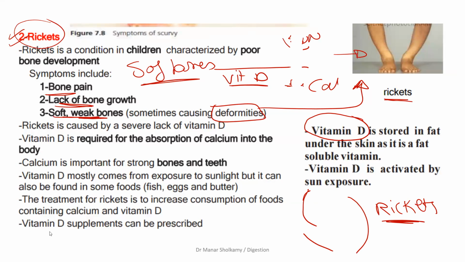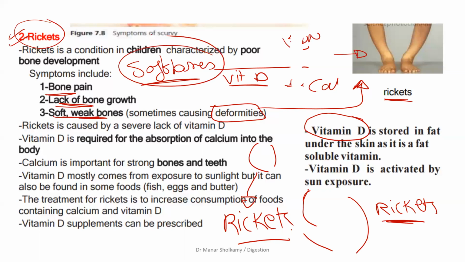In rickets, because the child is growing and his weight is increasing, the bones are too soft to carry his weight, so his bones will bend. And this case will be called rickets. But in adults, your bones are not forming. Your bones are formed. They are completely formed. But your bones become very soft. And you will have a disease called osteomalacia, which is soft bone in adults. Your bones are easily broken. Clear?